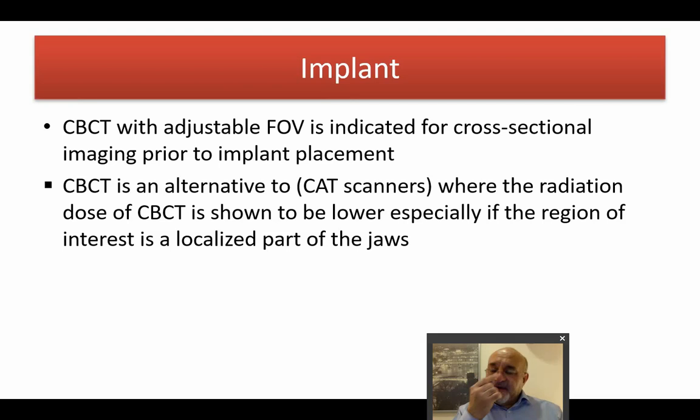Another thing about the CBCT machines is that when you're going to do an implant, you will need to have an idea about the bone density. Bone density can be best decided objectively, not subjectively, using CAT scanners. In the CAT scanners, there is a unit that measures or compares the radial density of bone to that of water, and it gives you a number which is called the Hounsfield unit.